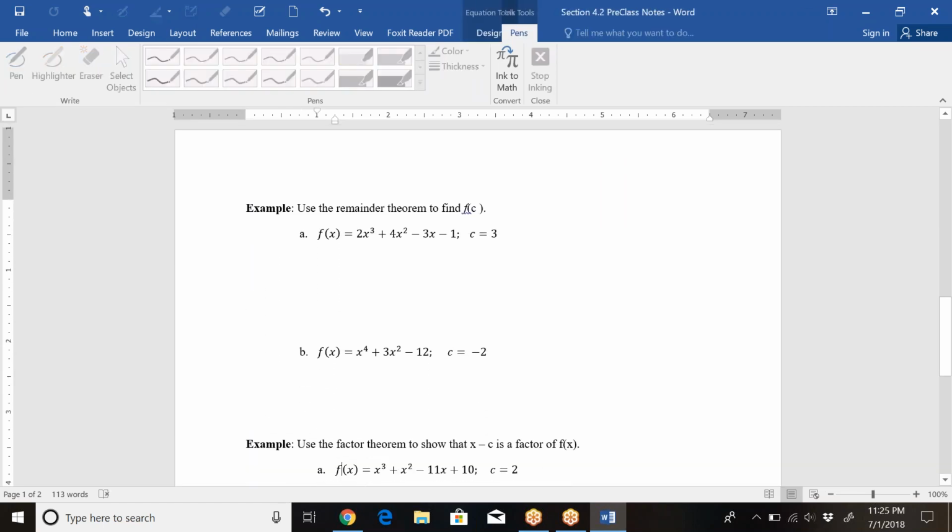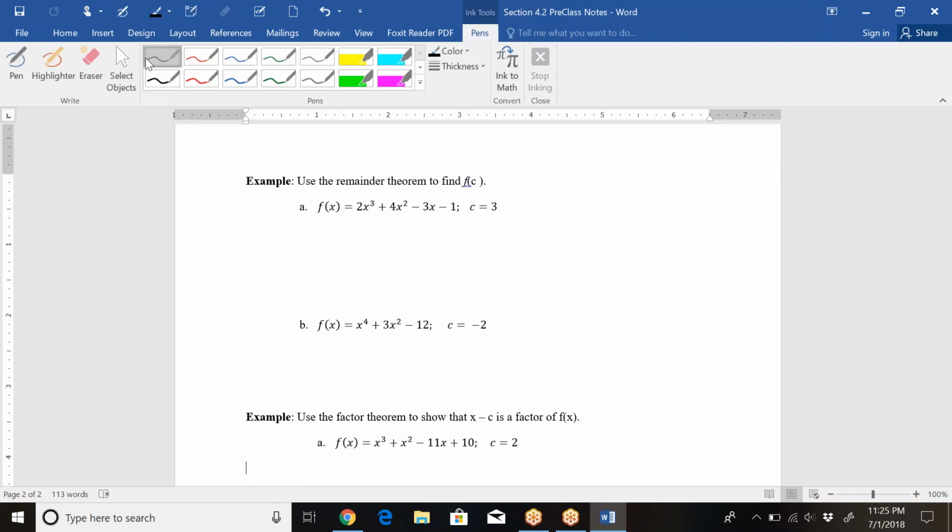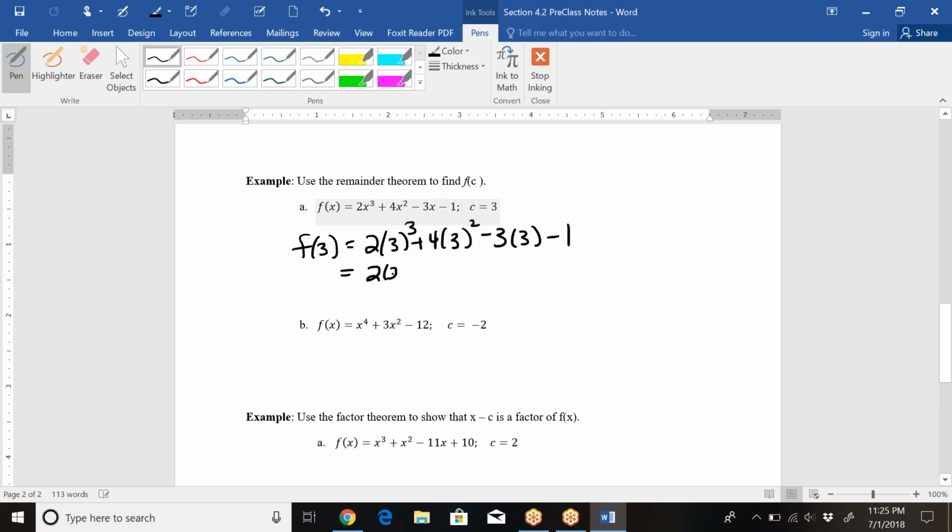Okay, so the remainder theorem is right here. It says if we want to figure out the remainder of this, if we were to do the division, we just plug in the 3 since this is already solved as c equals 3. So f of 3 is 2 times 3 cubed plus 4 times 3 squared minus 3 times 3 minus 1. So that's going to be 2 times 27 plus 4 times 9 minus 9 minus 1. That's 54 plus 36 minus 9 minus 1. That's going to be 90 minus 10, or 80.